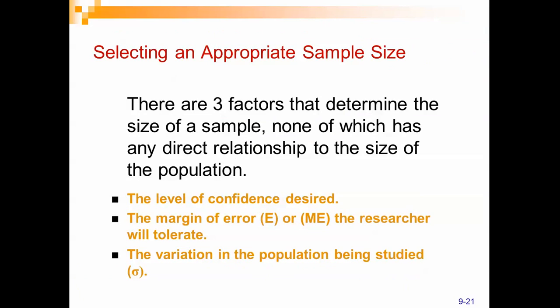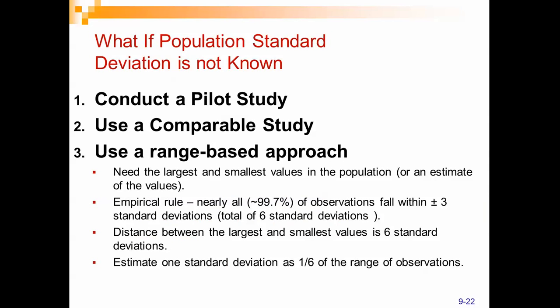So let's review a little bit. When we're working with confidence intervals, the sample size is an important variable, and in practice, in a real world environment, we choose the sample size, and it's based on the level of confidence that we desire, the margin of error that the researcher is going to tolerate, and the variation in the population being studied. So what if we don't know the population standard deviation? Well, we conduct a pilot study.